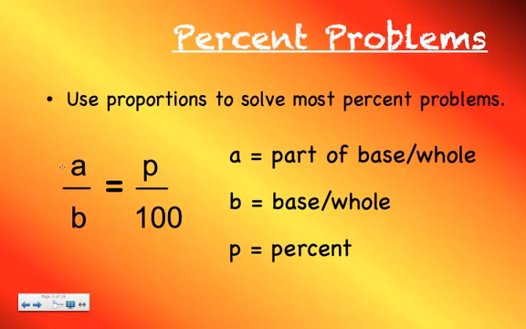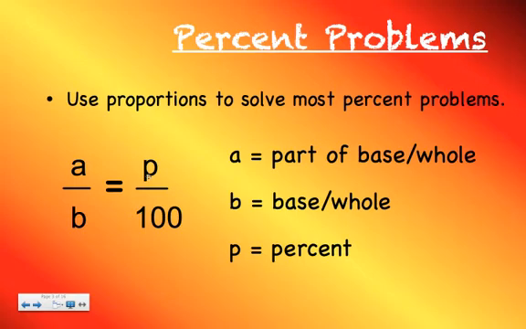Your denominator is going to be the whole or the base. Again, go back and think of the test. It is going to be how many points the test was out of. That's your whole. So on one side of the equation, we'll have the part over the whole equals P over 100. And the P is going to be your percent.